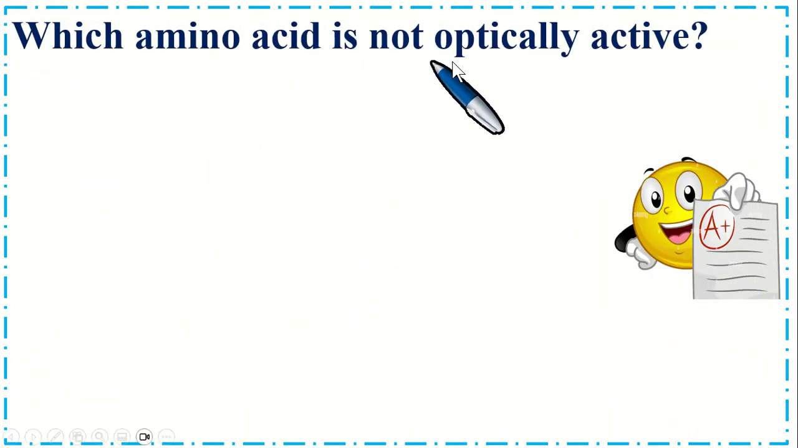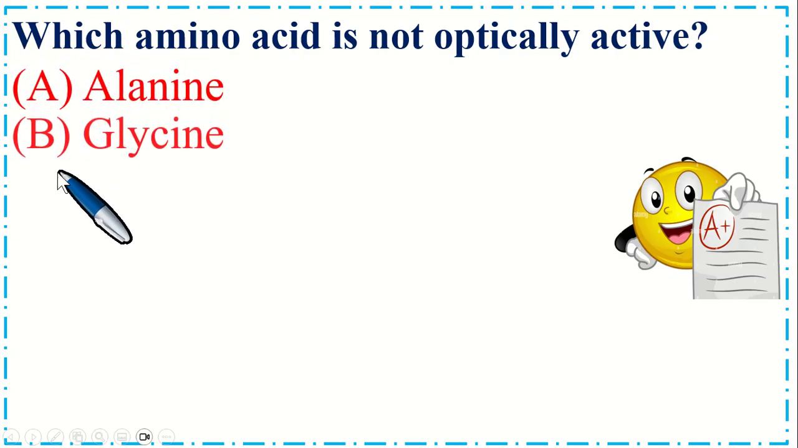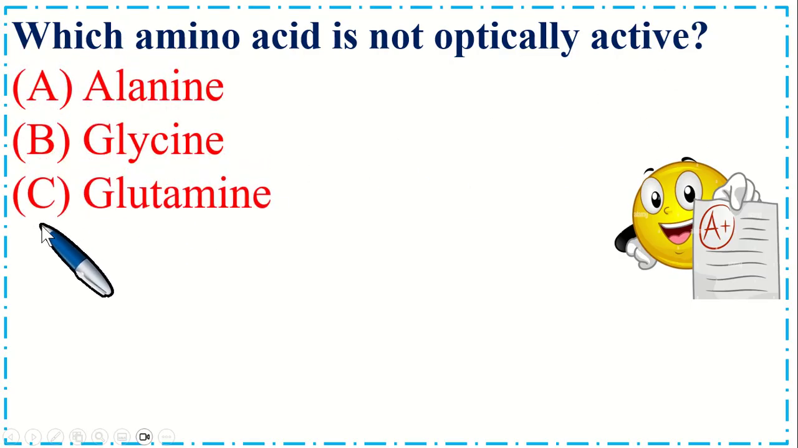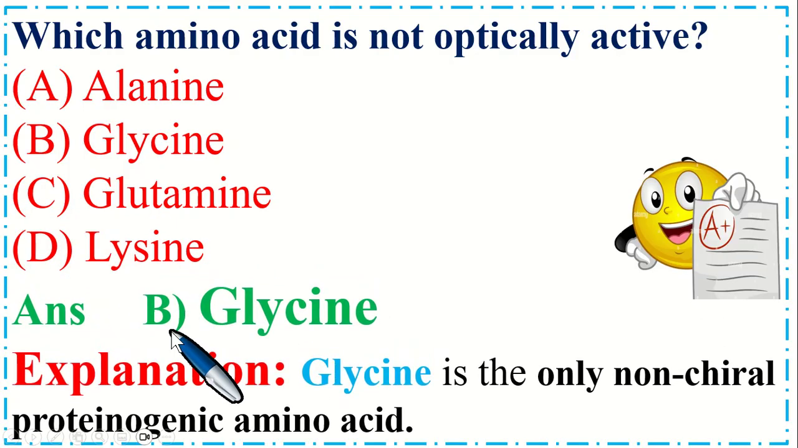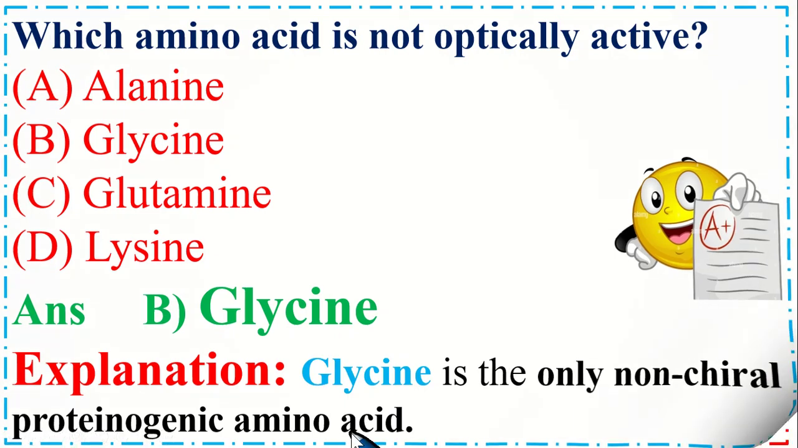Which amino acid is not optically active? Option A alanine, B glycine, C glutamine, and option D lysine. So the correct option is B glycine. Explanation is glycine is the only non-chiral proteinogenic amino acid.